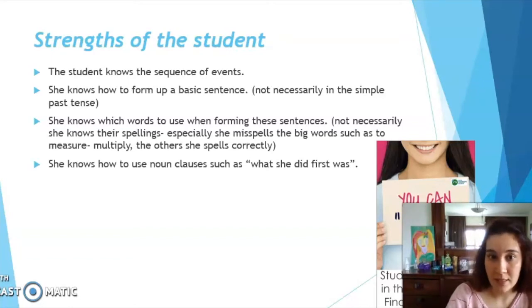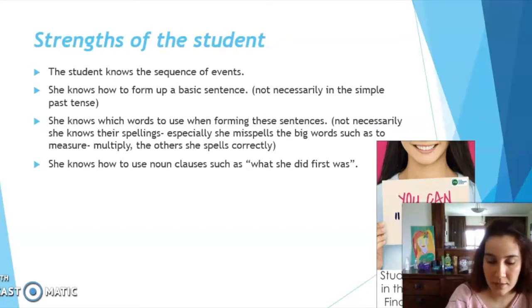With knowing the sequence of events, she also knows how to form up a basic sentence. But not necessarily in this simple past tense. She always uses the present simple tense form. Yes, she knows which words to use when forming these sentences.